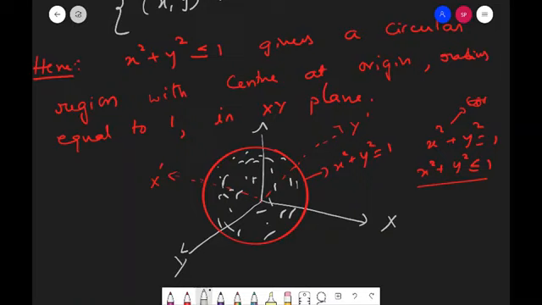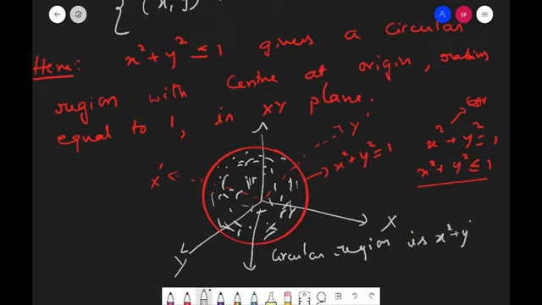This circular region is x square plus y square less than or equal to 1. All the points inside this circle will be the domain for the function.